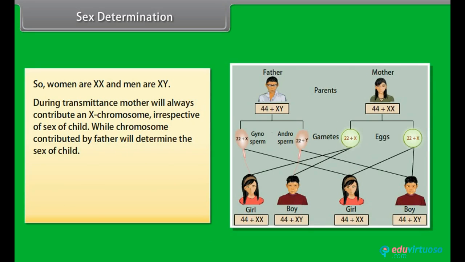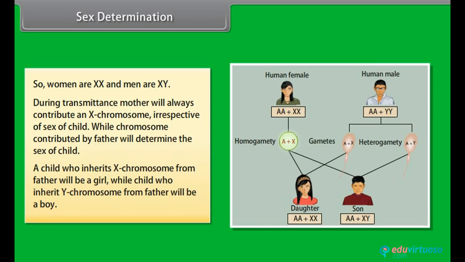During transmittance, the mother will always contribute an X chromosome irrespective of the sex of the child, while the chromosome contributed by the father will determine the sex of the child. A child who inherits the X chromosome from the father will be a girl, while a child who inherits the Y chromosome from the father will be a boy.